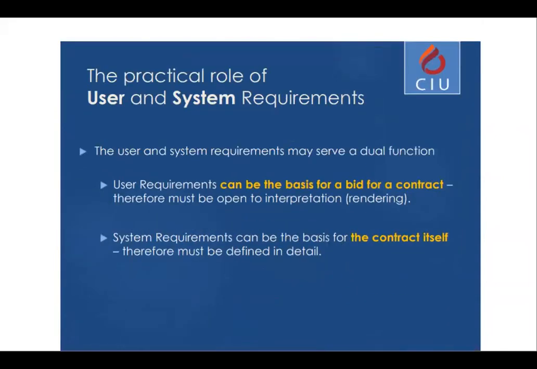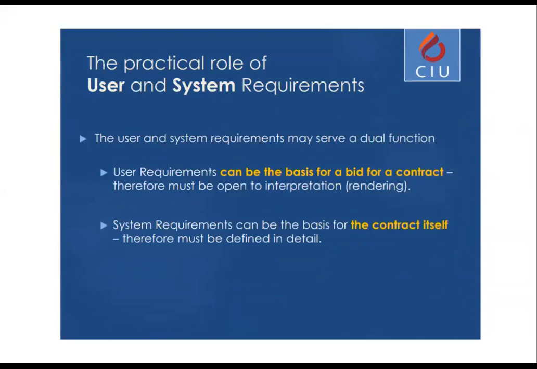So let's go ahead and look into them in more detail. The user and system requirements may serve a dual function. So they have two important missions. User requirements can be the basis for a bit of a contract before the contract is formed. You can use the user requirements to list what the system should achieve so that you describe the system to an external entity, whether it's a stakeholder or someone else, in a better way.